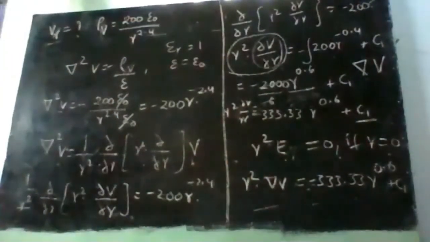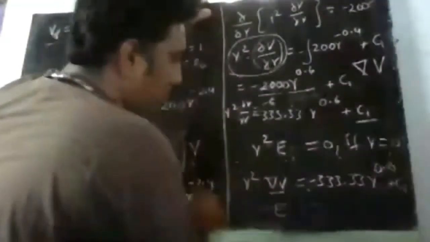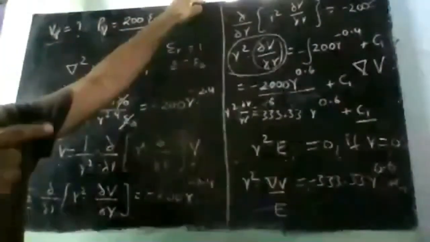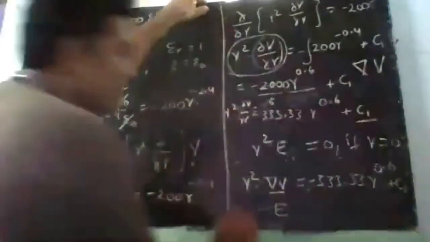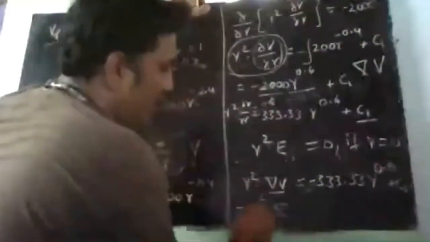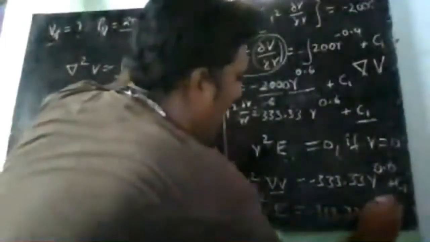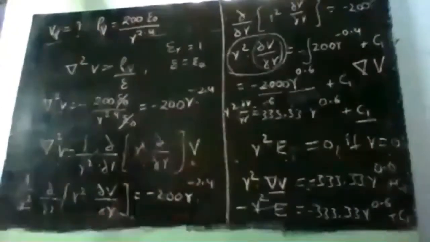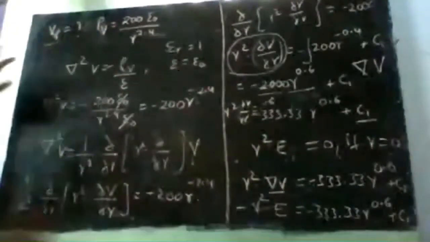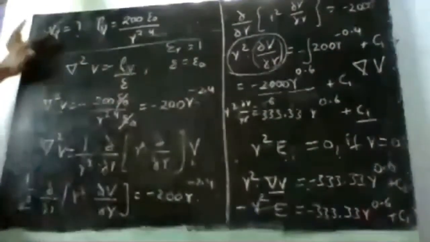Correct? Okay. Now we have already studied that E bar is equal to minus del V. That's what we write. So therefore, del V can be written as minus E. So this is nothing but minus R square into E is equal to minus 333.33 R power 0.6 plus C1. Okay, is it clear till now? I hope that this is clear. This is the value given, right? So rho V is given, and for that we need to find out voltage as a function of R.